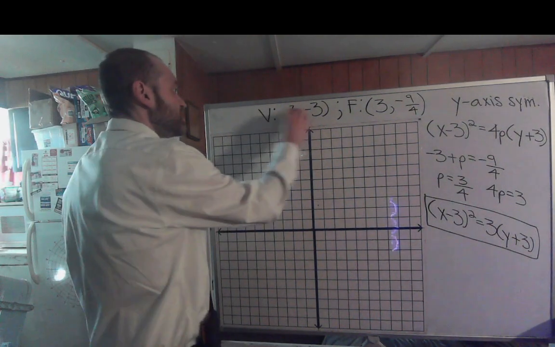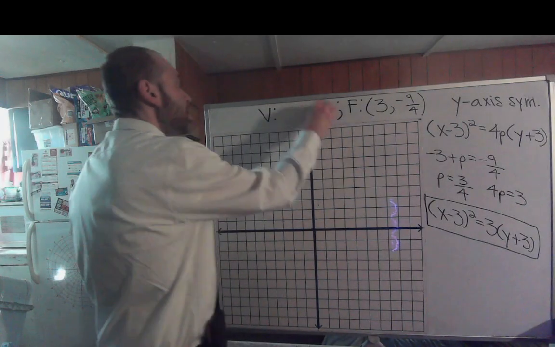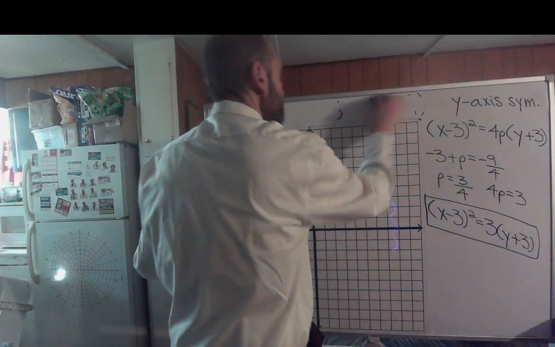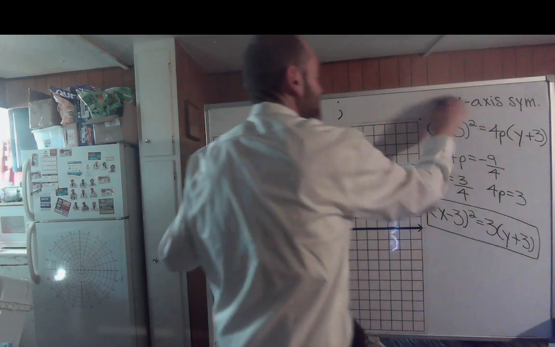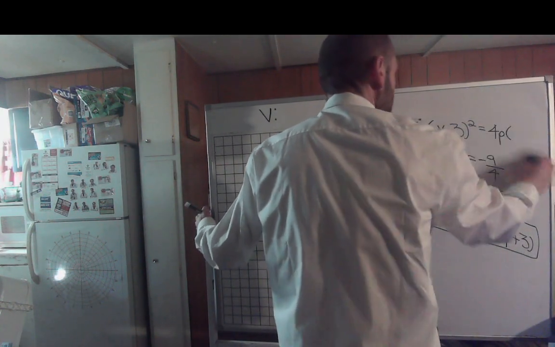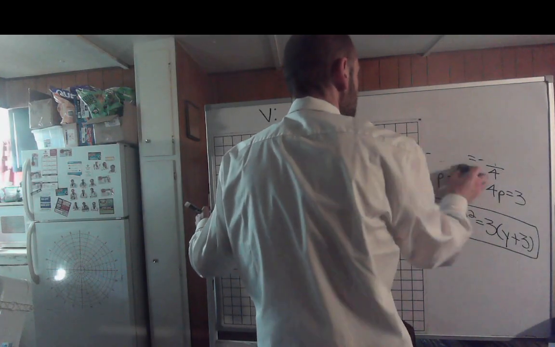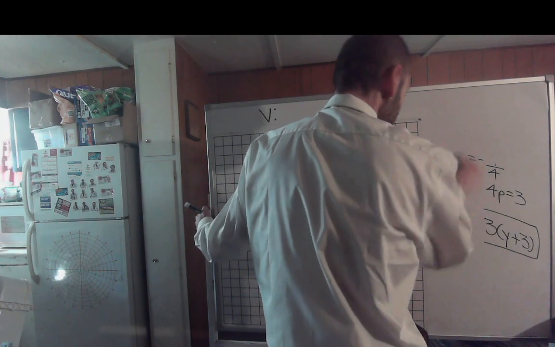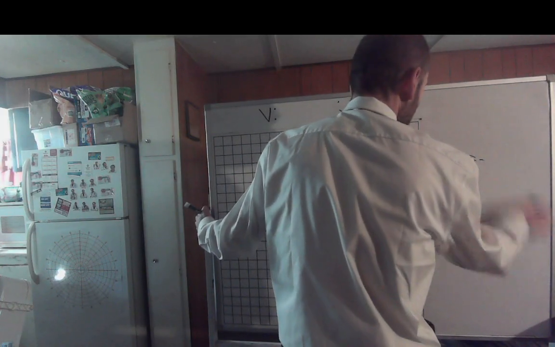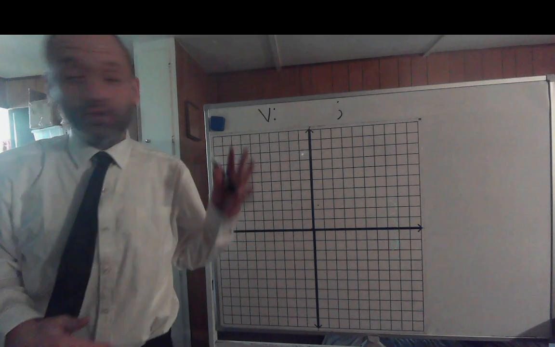Alright, let's change this a bit on you. Yes, we are going to change this a bit. You're going to be given the vertex and the directrix this time. I got 4 more problems total. These next 2 are where you're given the vertex and the directrix.